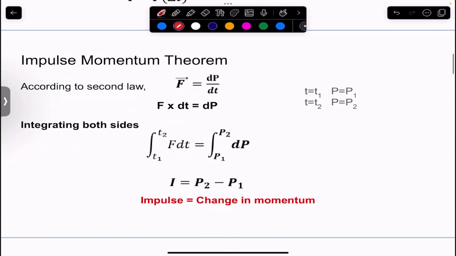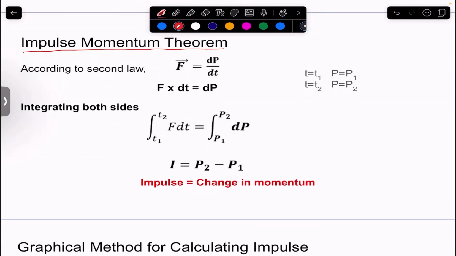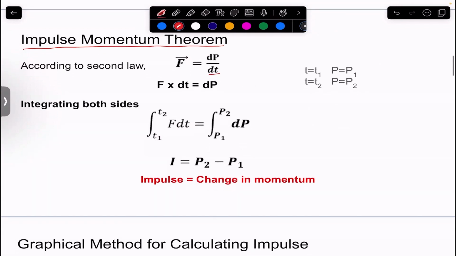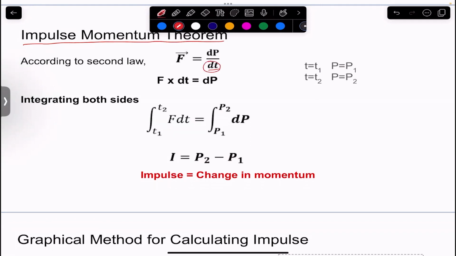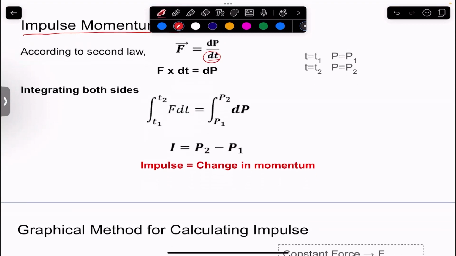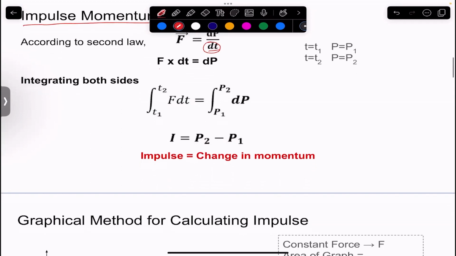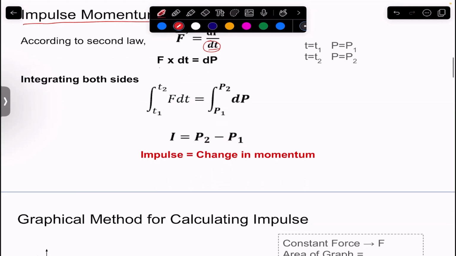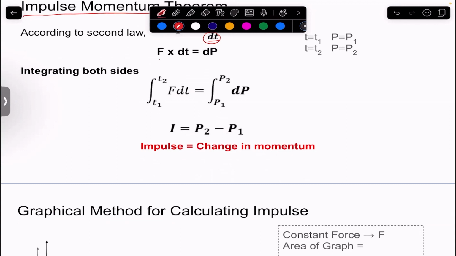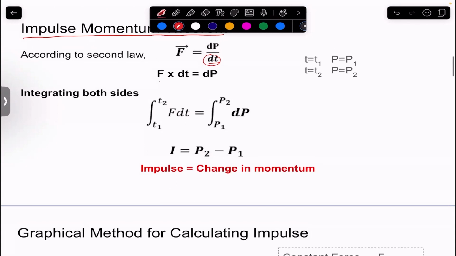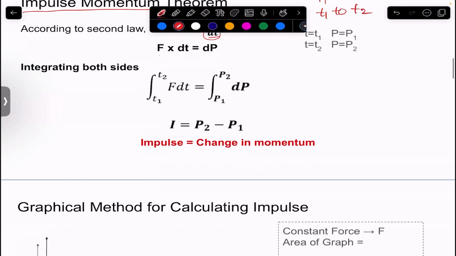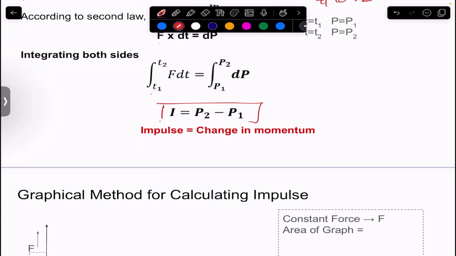Now the important part of this lecture: the impulse-momentum theorem. What is the impulse-momentum theorem? We know, according to the second law, force is the change in momentum. If you multiply both sides with dt, you get F times dt equals dp. Then to find the total change, you integrate both sides. If you consider a time interval from t1 to t2, with momentum p1 at t1 and the final momentum p2 at t2, integrating over the time period t1 to t2 gives impulse as the change in momentum. This result is very important.